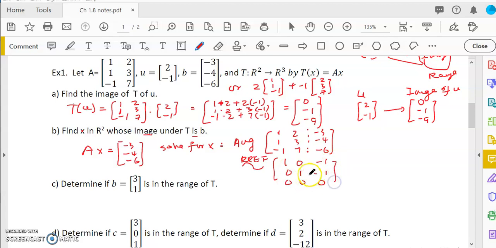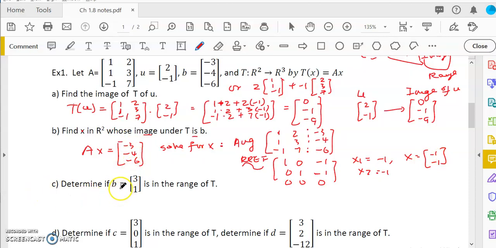So I have a solution, right? Because I don't have any 0, 0, b. And x1 is equal to -1. x2 is also equal to -1. So the x is -1, -1. So when I start off with -1, -1, my image is -3, -4, -6.